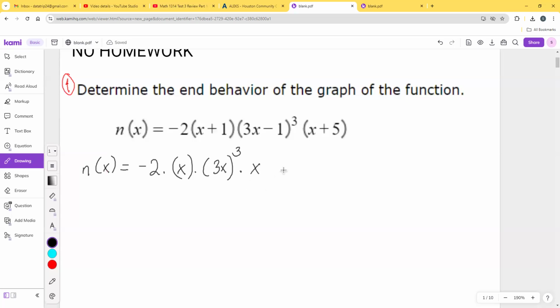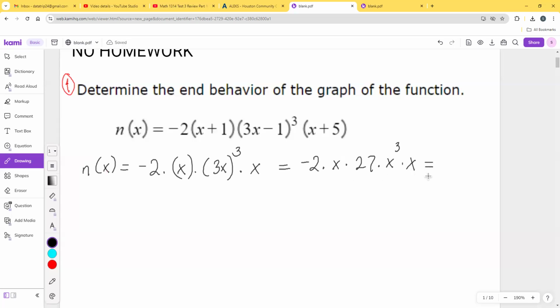X. Okay. This simplifies my work, but I still have to work a little bit longer here. I have a -2. I have an x. Now we're going to raise 3x to the third power. So 3 to the third power, if you multiply 3 times by itself, 3 times 3 is 9. 9 times 3 is 27. And x to the what power? Third power. And then the final thing I need is here, x.